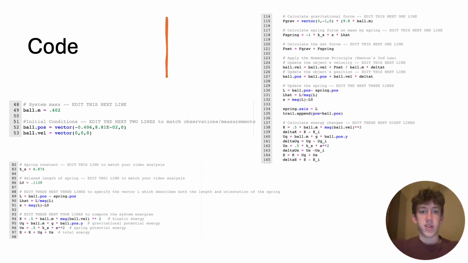And then the rest of the code is looping through and changing each of those variables at each timestamp to find the change in the spring constant, the gravitational potential, the spring potential, and the total energy.